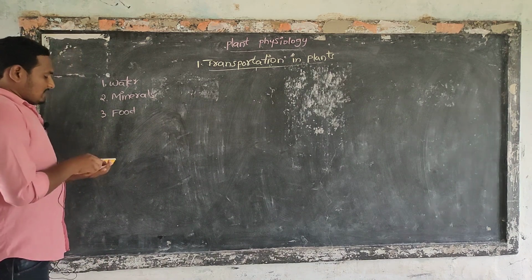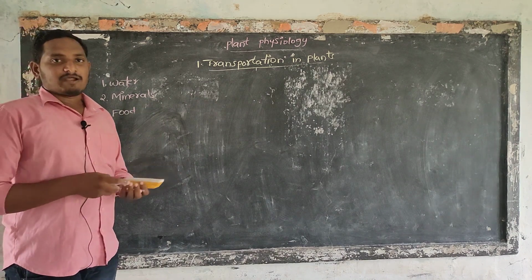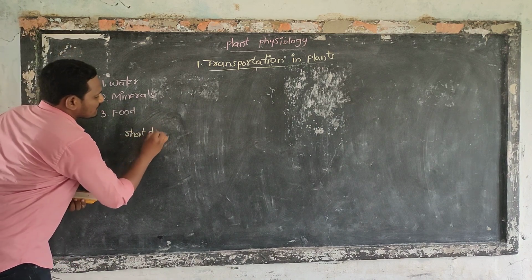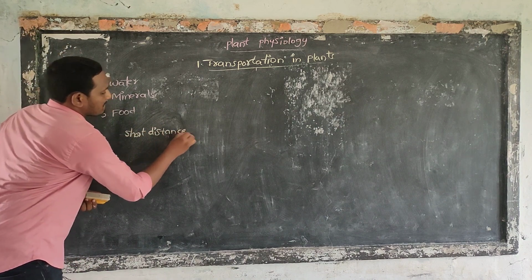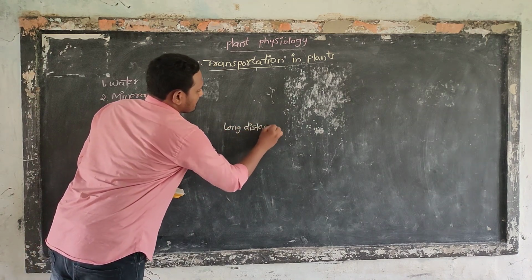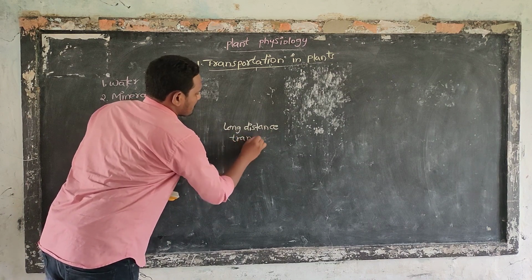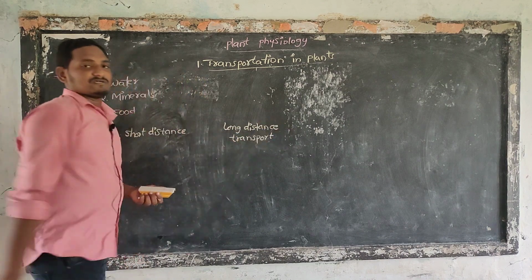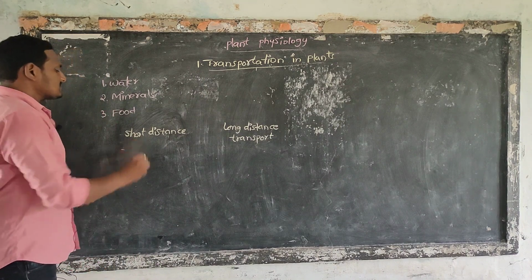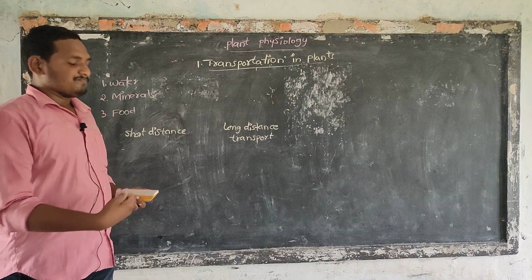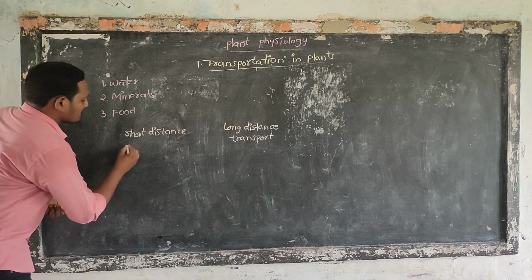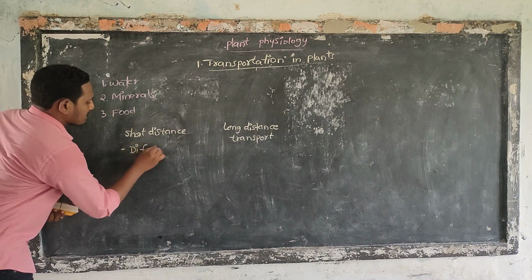Mainly these materials are transported in the plant body in two ways. One is short distance transport and the other is long distance transport. Short distance transport means within the cell or beside the cell. It is a short distance. That is diffusion.